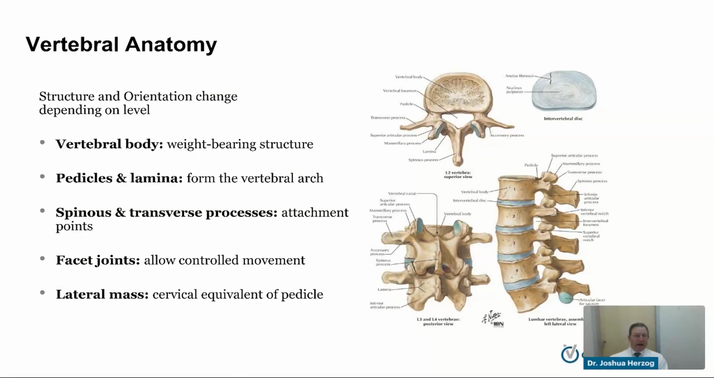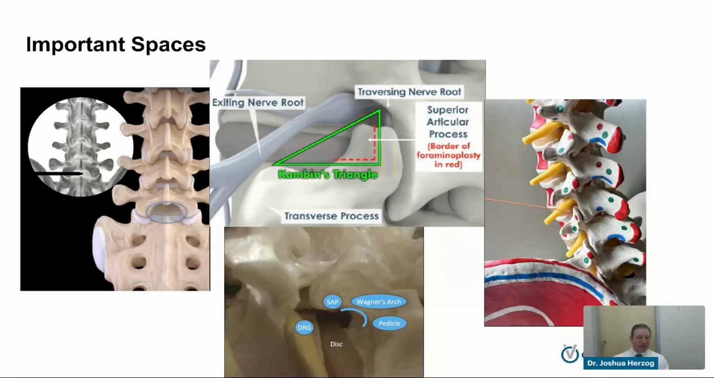And so again, the vertebral bodies are key, what they look like, and the facet joints, what they look like on the x-ray, so that we can dock and be in a proper location for where we think the pathology is coming from. These are the spaces that we're talking about.